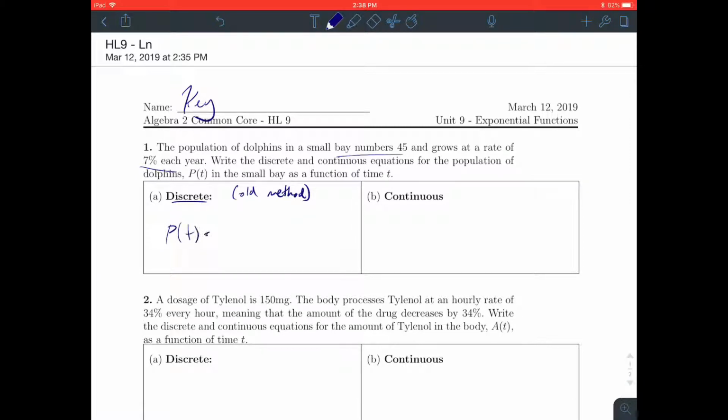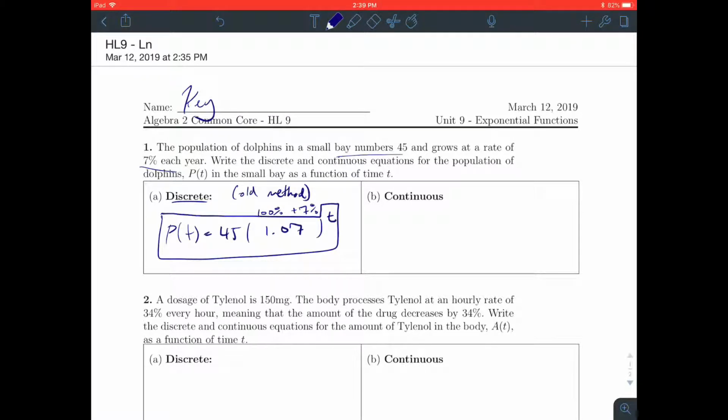So P of t is equal to start at 45. Each year we're going to have 100% of the population we had before plus an extra 7%. So our multiplier here is going to be 1.07, and we multiply by this each year, so it'll be to the tth power.